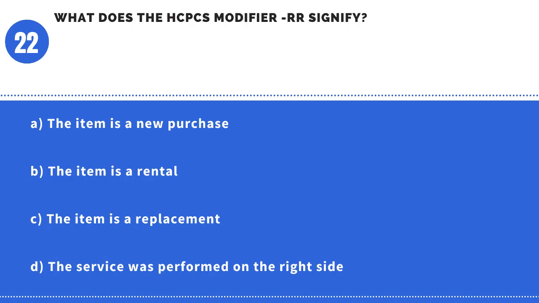Question 22. What does the HCPCS modifier RR signify? A. The item is a new purchase. B. The item is a rental. C. The item is a replacement. D. The service was performed on the right side.